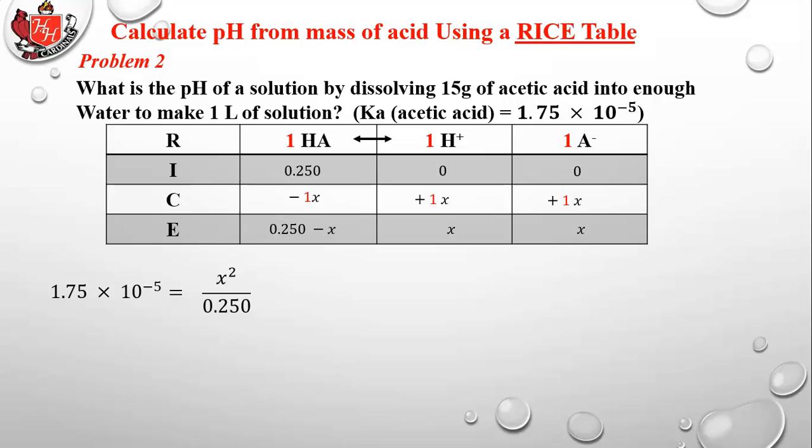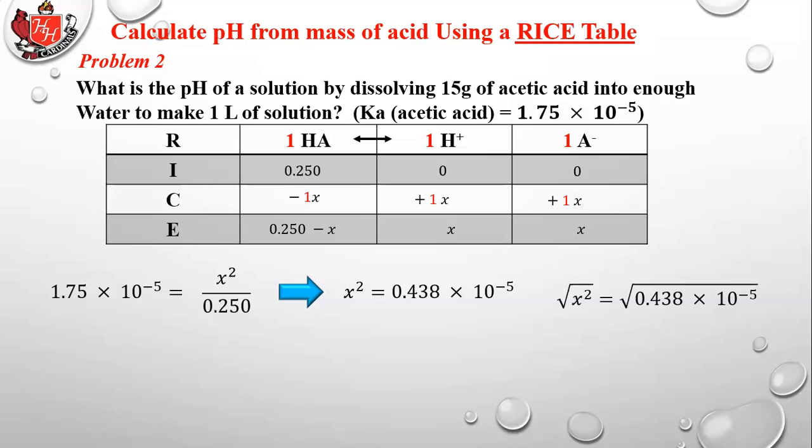So now we're going to go ahead and just solve for x. You multiply 0.25 times 1.75 and you get 0.438 times 10 to the 5th. Then you're going to take the square root of both sides to solve for x. And there you get x equals 0.00209 molar. So that's the concentration. If you look up on the Rice table, you'll see that the equilibrium concentration of hydronium is x.